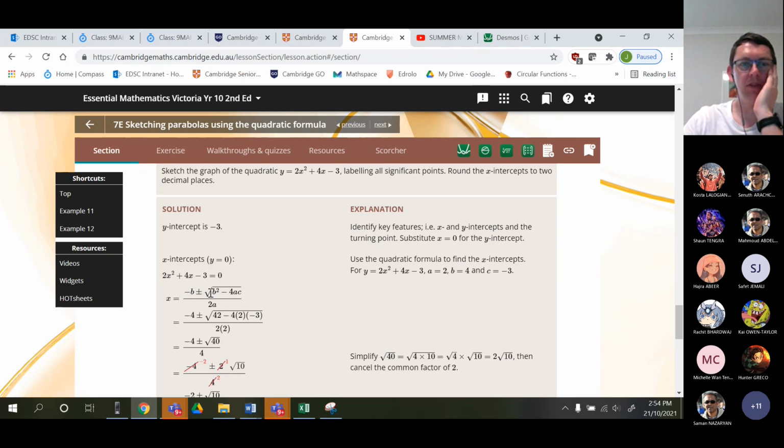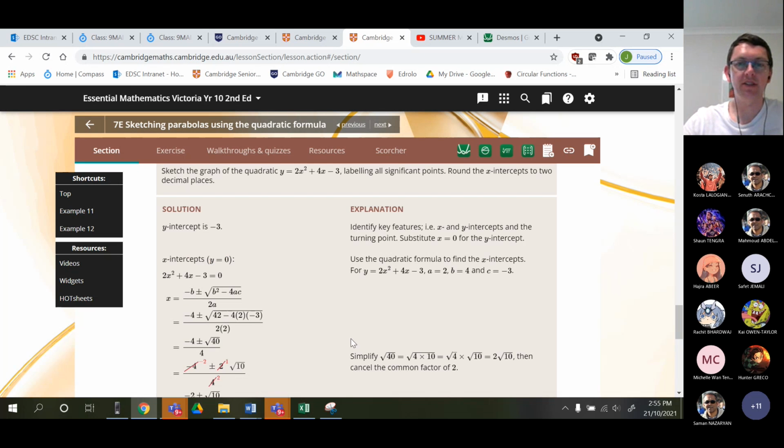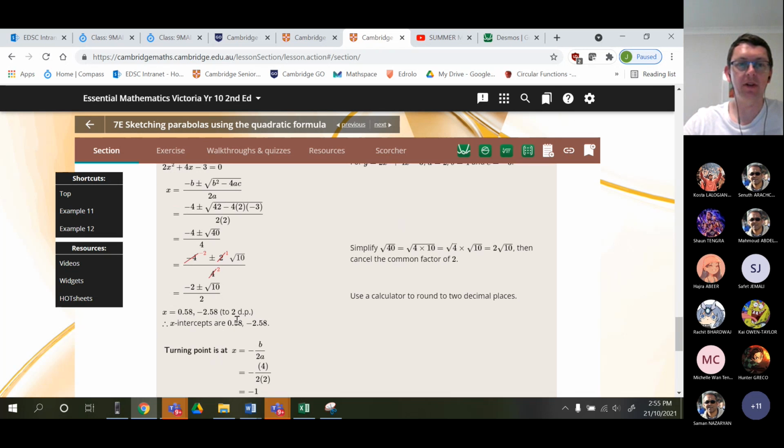Minus b plus or minus the square root of the discriminant, which is b squared minus 4ac, on 2a. Okay, so you basically put all your numbers in there. Just be careful of your negatives. Then simplify it, rationalize them as much as you can. When you get to this solution, to 2 decimal places, you need to use a calculator. So then you've got your x-intercepts. Okay, you found out roughly where they are.